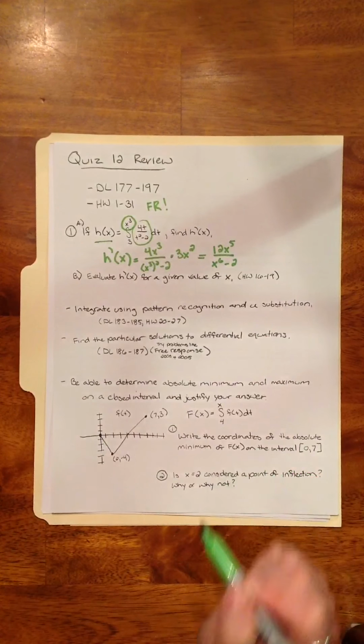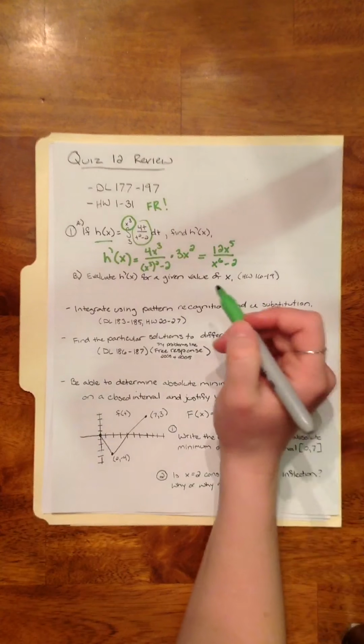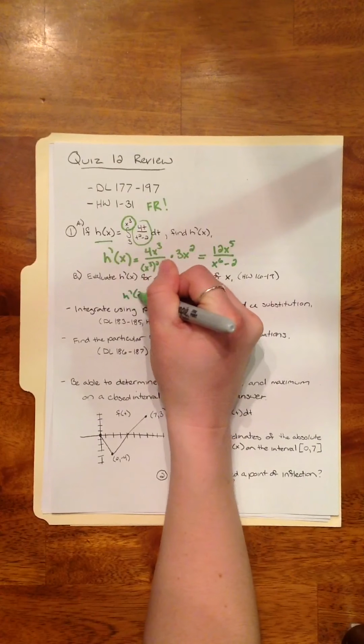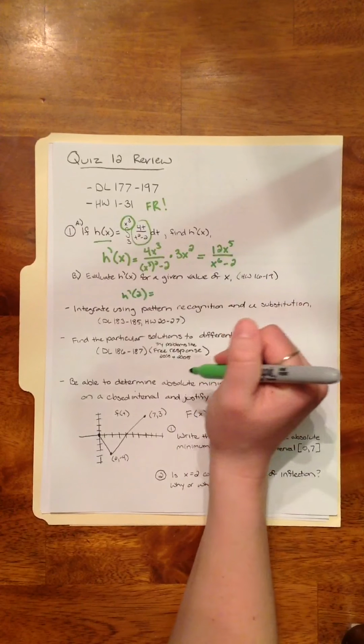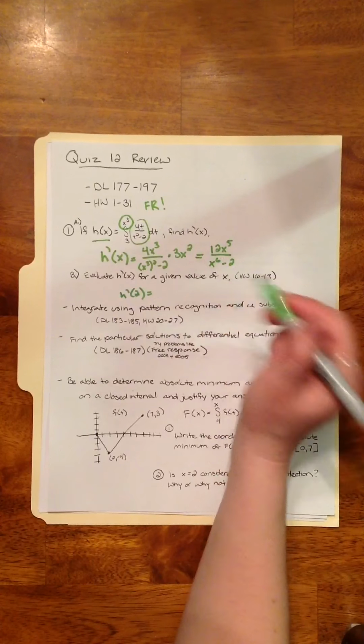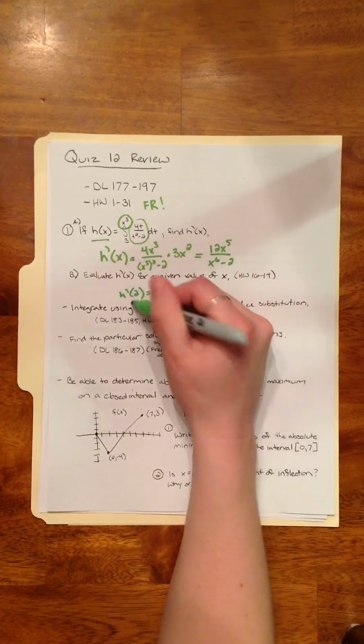The next one says evaluate h prime of x for a given value of x. So if it said h prime of 2, I would have to substitute in 2 up here. If it said h prime of 5, I'd put in 5 up here. Whatever it is, you're just putting it back in here.